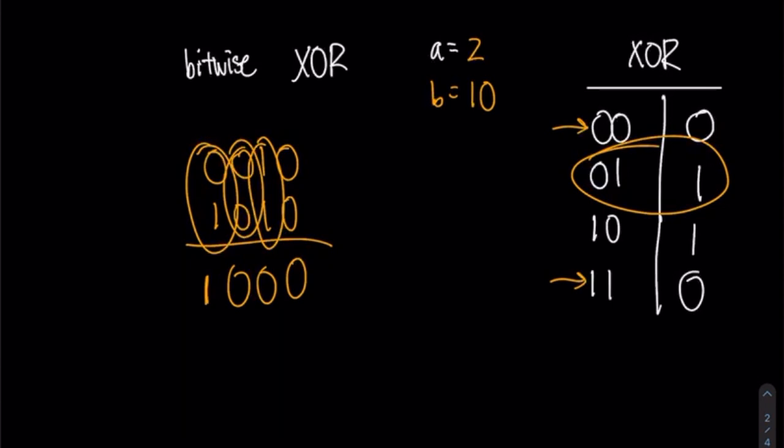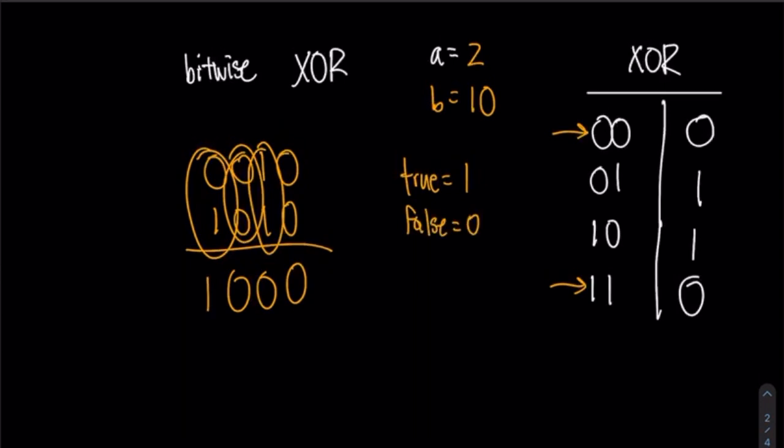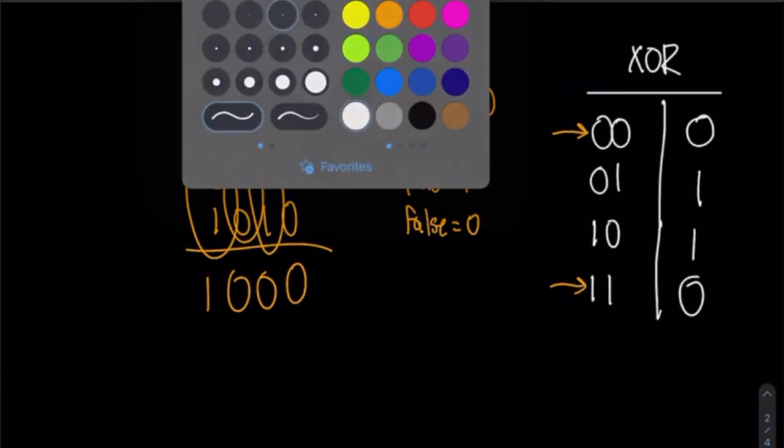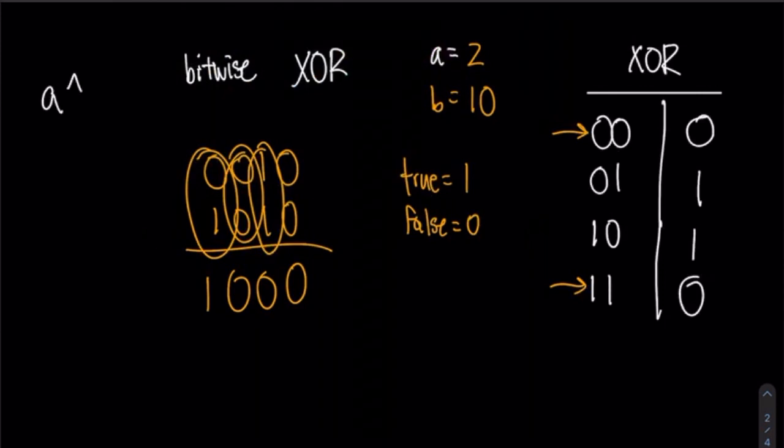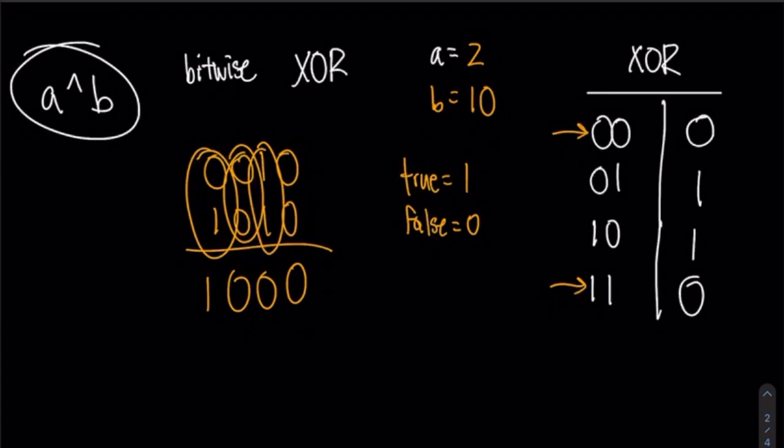in order for XOR to output true. And true is 1. True equals 1. False equals 0. And so we have 1 here. And that's bitwise XOR. Bitwise XOR is represented with a caret, A caret B. And that's how you symbolically represent it in code.